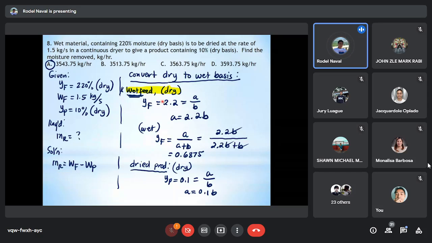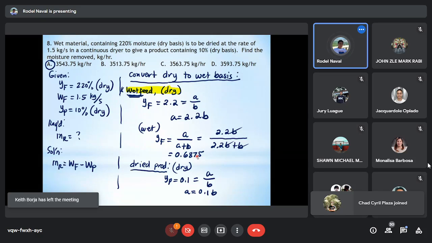Okay. So 220% A over B, so A equals 2.2B. So let's look at the wet basis. Wet basis: YF equals A over A plus B. Then substitute, A is 2.2B, so 2.2B over 2.2B plus B, which is 0.6875, or 68.75%. That is YF, wet basis.